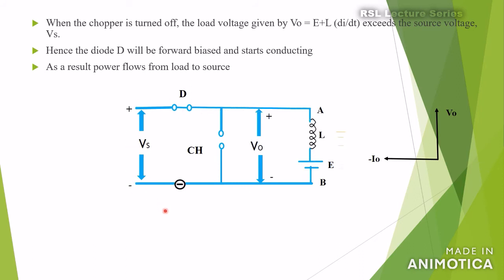Again, during this mode also, the load current flows from B to A. This B to A is considered as a negative direction, and hence the power flows from load to source. That is, power is given by V0 times I0. Here V0 is positive, V0 is equal to E plus L di/dt, whereas I0 is considered negative. So the power flows from load to source, and hence we are obtaining second quadrant operation.